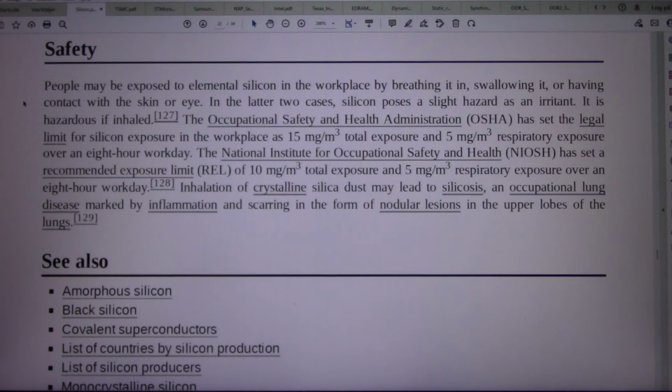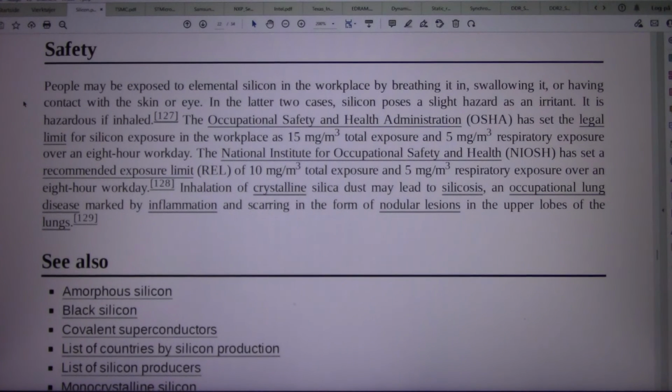The Occupational Safety and Health Administration, OSHA, has set the legal limit for silicon exposure in the workplace as 15 mg/m3 total exposure and 5 mg/m3 respiratory exposure over an 8-hour workday. The National Institute for Occupational Safety and Health, NIOSH, has set a recommended exposure limit, REL, of 10 mg/m3 total exposure and 5 mg/m3 respiratory exposure over an 8-hour workday.